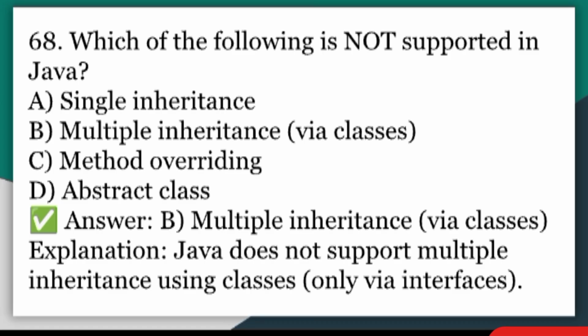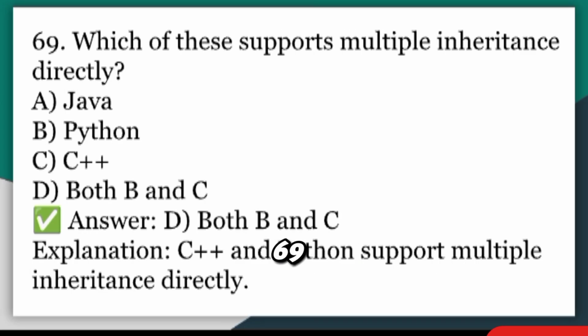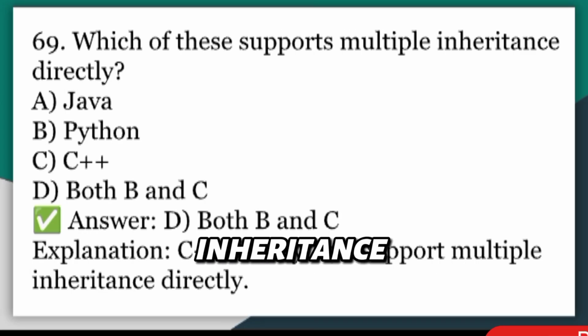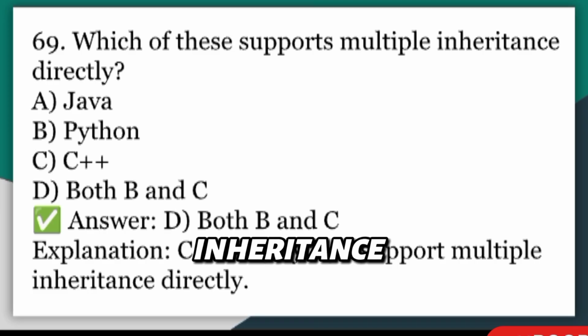Java supports single inheritance. A class can inherit from only one parent class using the extends keyword. Java does not support multiple inheritance through classes to avoid the diamond problem, the ambiguity when two parent classes have the same methods. So, Java allows multiple inheritance through interfaces using implements, and Java also supports method overriding, runtime polymorphism. Question number 69. Which of these supports multiple inheritance directly? So the right option is D, both B and C. Explanation: C++ and Python support multiple inheritance directly.